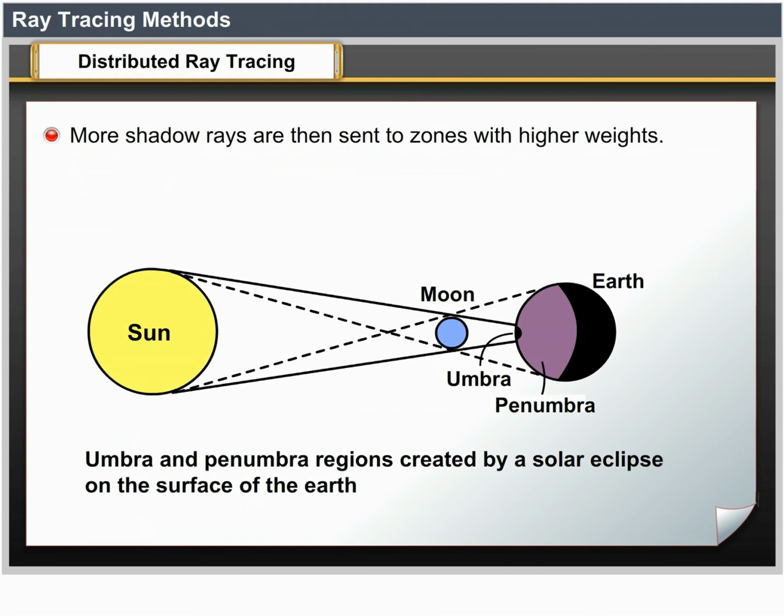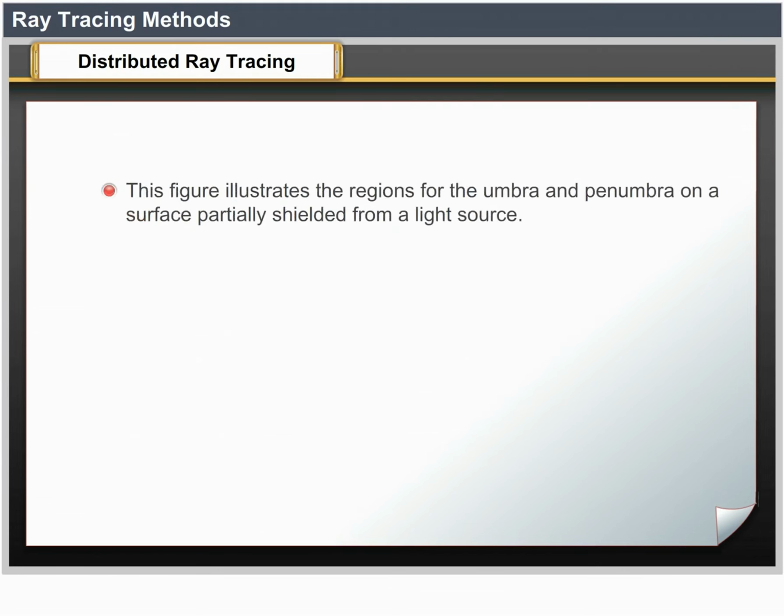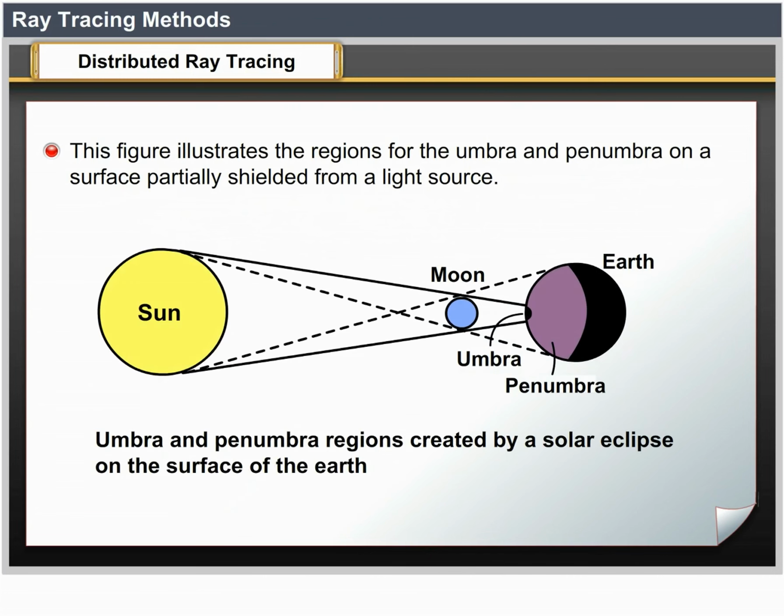If some shadow rays are blocked by opaque objects between the surface and the light source, a penumbra is generated at that surface point. This figure illustrates the regions for the umbra and penumbra on a surface partially shielded from a light source.